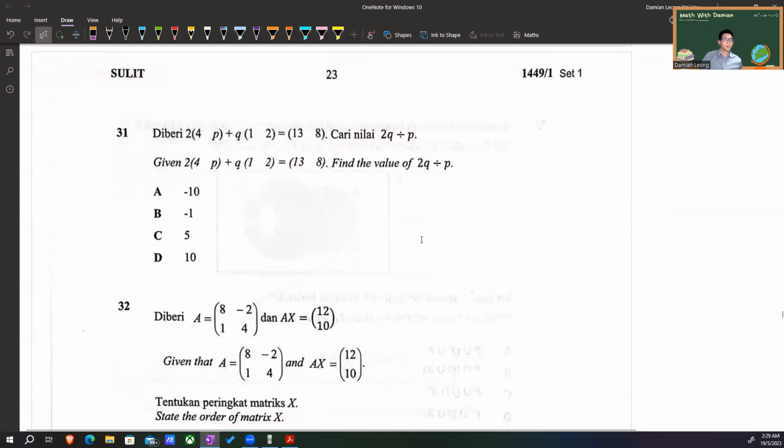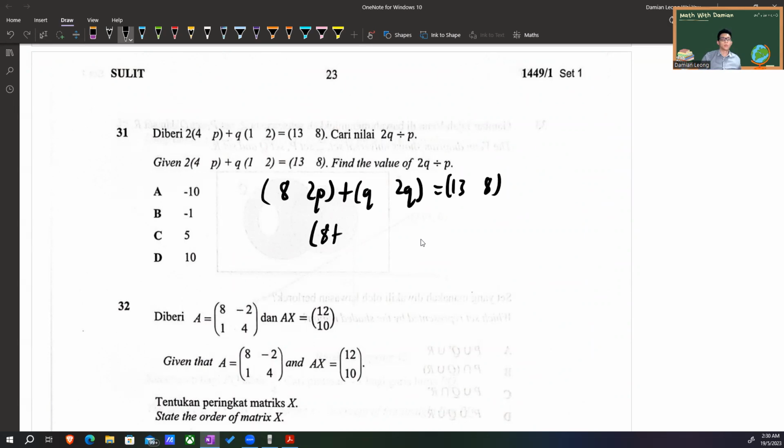Question 31. Given this plus this equals this, so this is basically a matrix. So 2 times in means 8, 2p plus q, also times in q, 2q, equals 13, 8. Combine again into one matrix, 8 plus q for the first element, 2p plus 2q for the second one. Compare it with 13, 8.